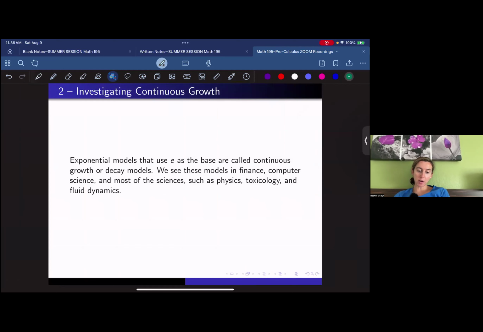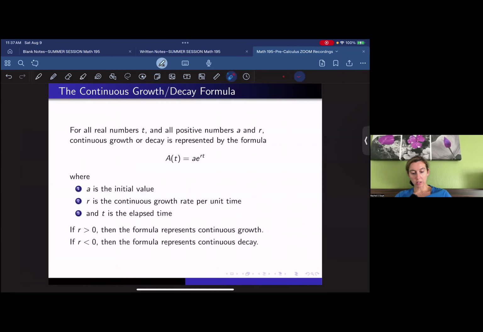So now let's move on to our second objective, investigating continuous growth. So we're going to be utilizing our e here. And so we have exponential models that use e as the base are called continuous growth or decay models. We see these models in finance, computer science, and a lot of the sciences, so physics, toxicology, and fluid dynamics. And so this general format, a lot of people in finance see it as PERT.